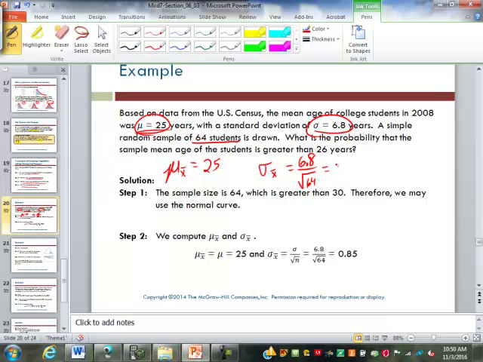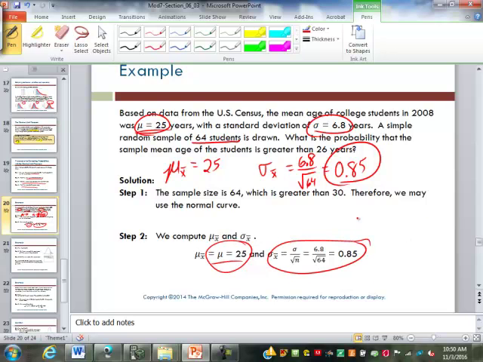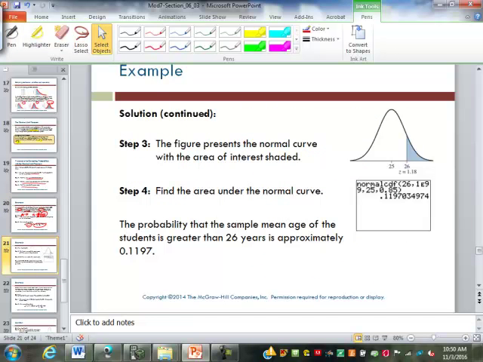Which gives us 0.85. All they're doing is repeating those calculations for us down here. The mean is 25, standard deviation is 0.85. Now that we have those, we can find the probabilities.